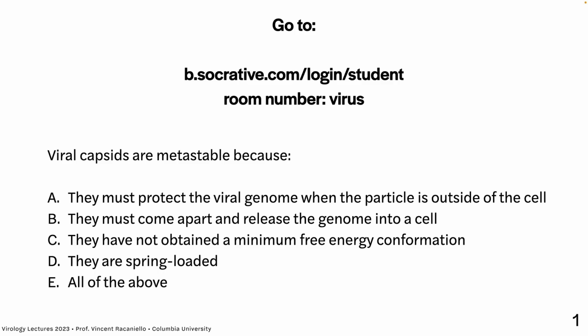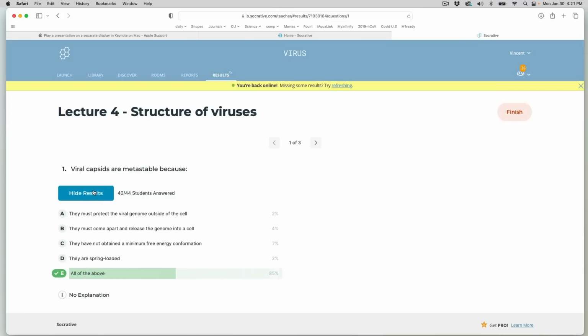So let's see if I explain that properly on our first question. How is metastability? Viral capsids are metastable because they must protect the genome when the particle is outside of the cell. They must come apart and release the genome into a cell. They have not obtained a minimum free energy conformation. They are spring-loaded, all of the above.